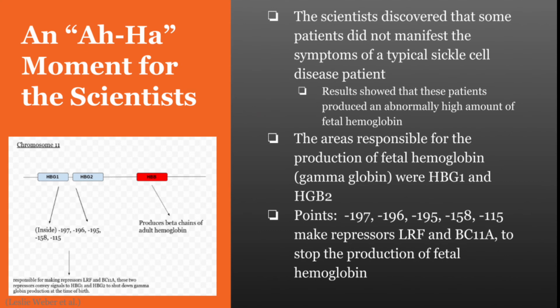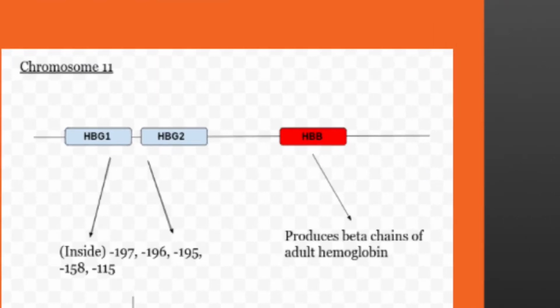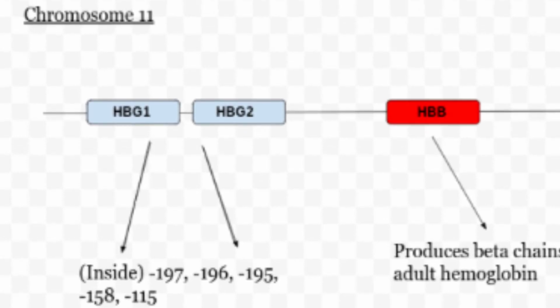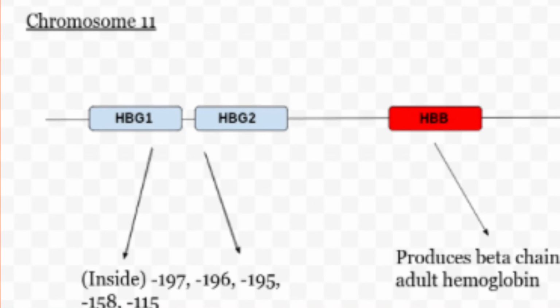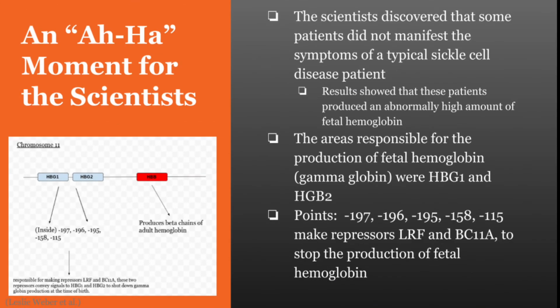The scientists then decided to focus on several areas of interest within the mutated DNA to find out which genes are responsible for this. They discovered that the areas on chromosome 11 responsible for the production of fetal hemoglobin were HBG1 and HBG2. On the other hand, the beta chains of adult hemoglobin are produced by HBB. Within HBG1 and HBG2, they identified 5 areas of genetic sequence which they named -197, -196, -195, -158, and -115. All 5 of these points are responsible for making repressors called LRF and BCL11A.